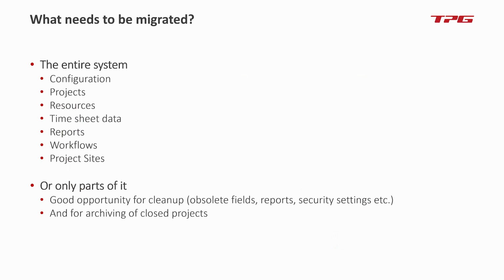So what needs to be migrated, first of all? The entire system, one option, everything. The entire database, perfectly okay. A few things may be outside the entire database when it comes to Microsoft Project Server. What about the information in the project sites? This is SharePoint content, which usually lies in SharePoint content databases.